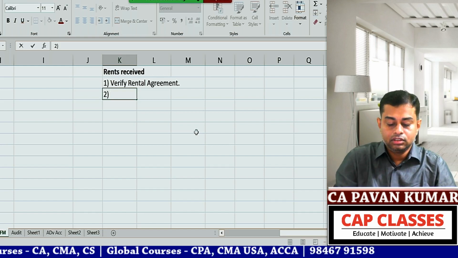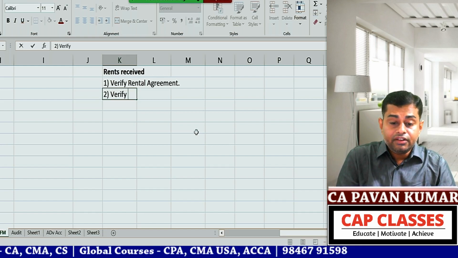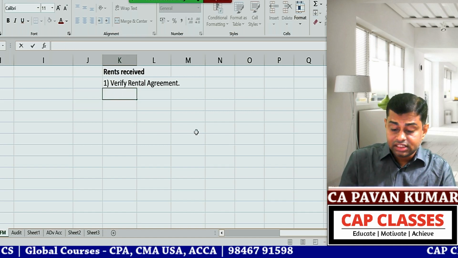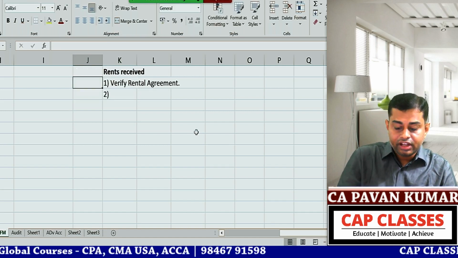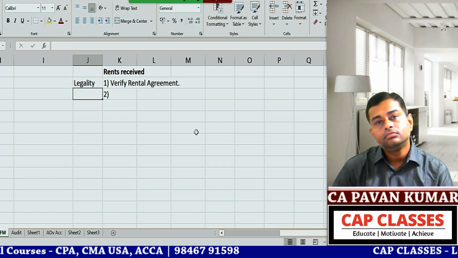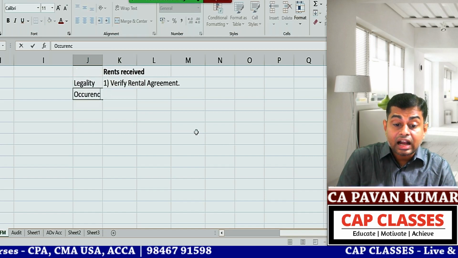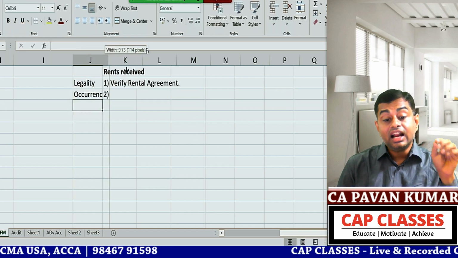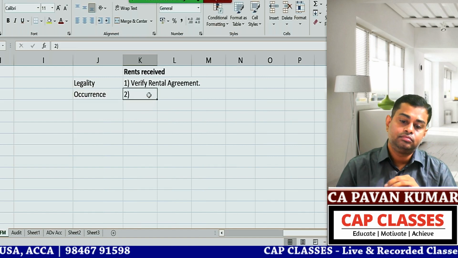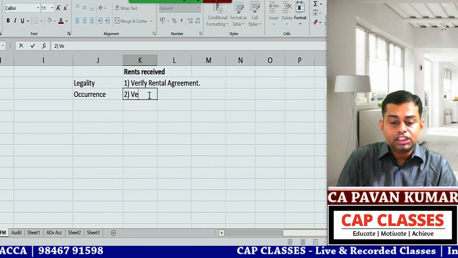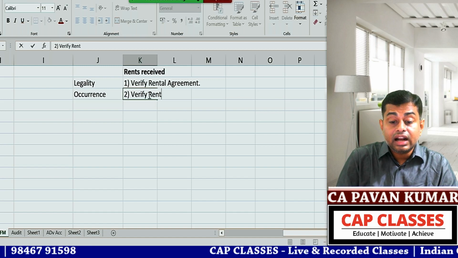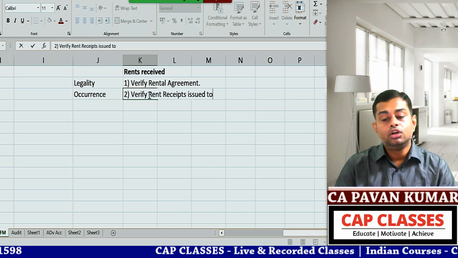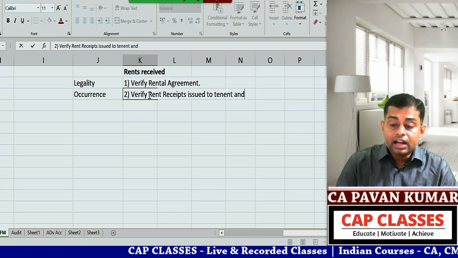Verification of bank statement, whether it is accurate or not, whether we have received it or not. Okay, verify. So what are you verifying here? Legality. Here you are verifying occurrence or existence, whether rents have actually been received. So the auditor has to verify rent receipts issued to tenant and bank statement.